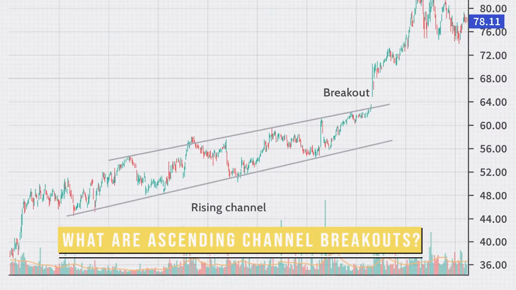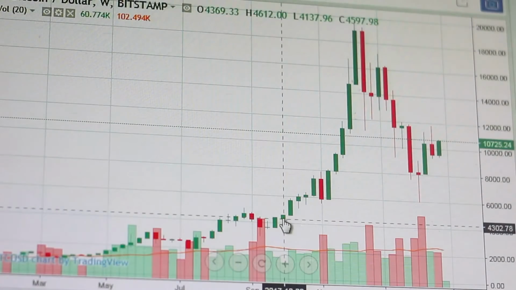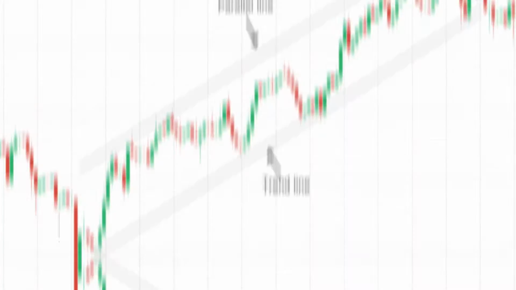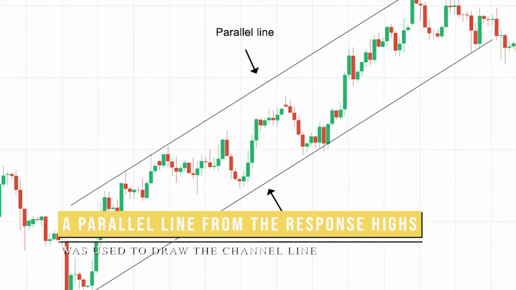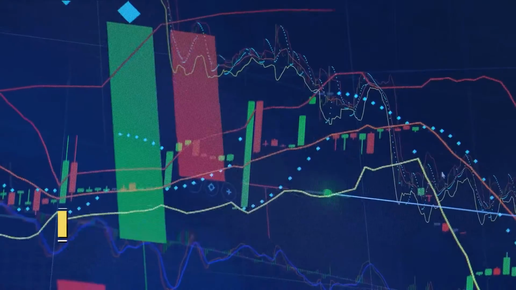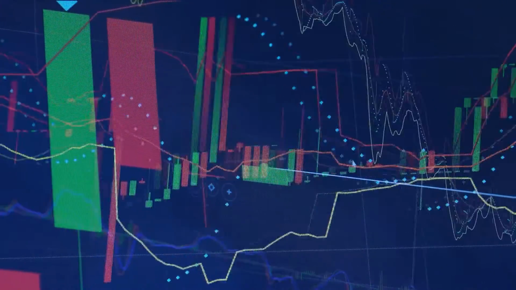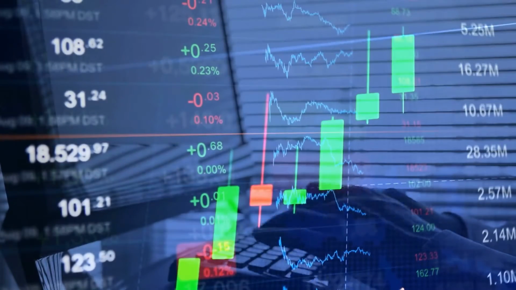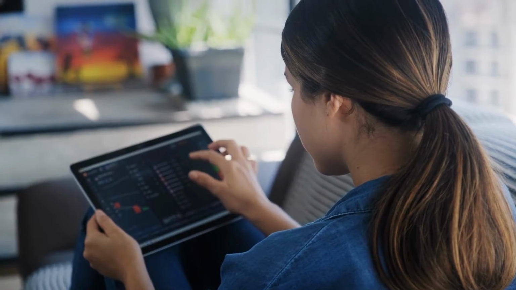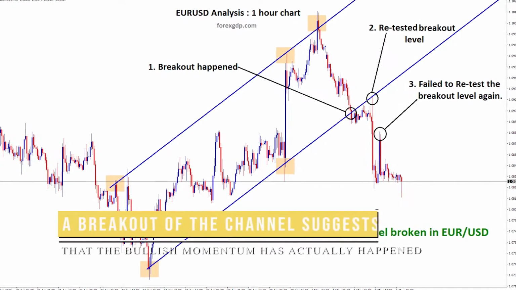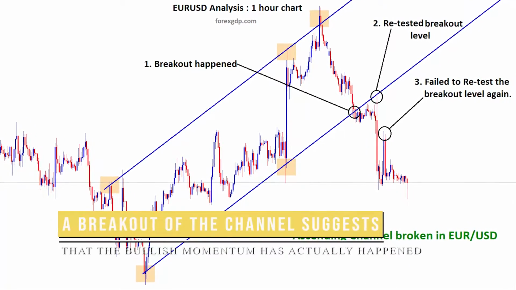But what are ascending channel breakouts? The chart of FTX token shows a rising channel where the primary trend line was drawn by joining the two reaction lows. A parallel line from the reaction highs was used to draw the channel line. In the chart, the price mainly stayed within the channel from December 2019 to mid-December 2020. Therefore, corrections near or to the primary trend line might have been used as a low-risk buying opportunity by keeping a close stop-loss. Generally, a breakout of the channel suggests that bullish momentum has occurred.